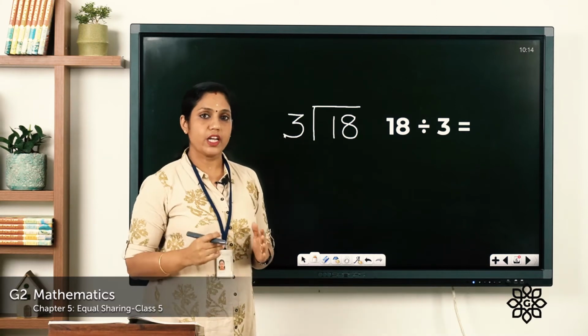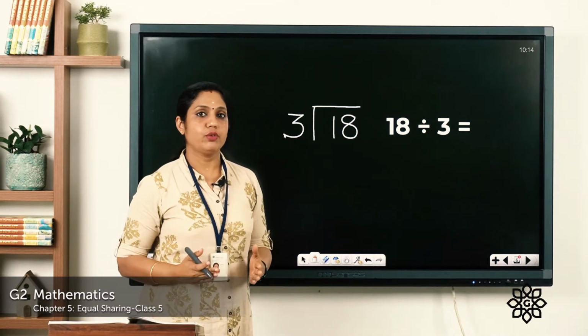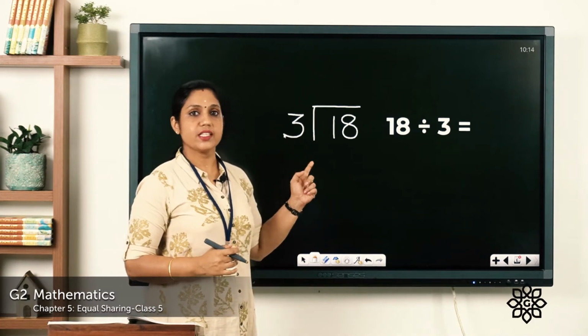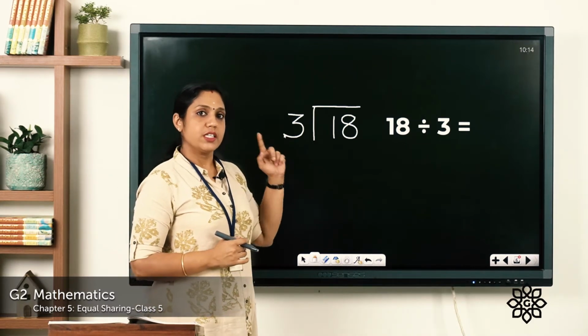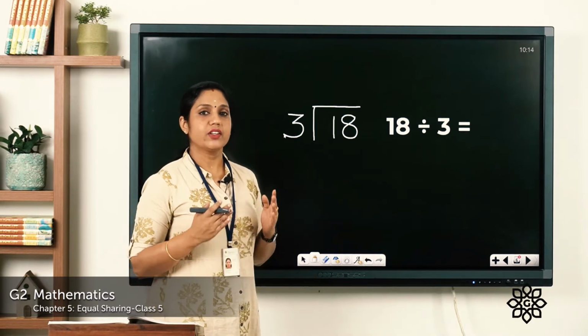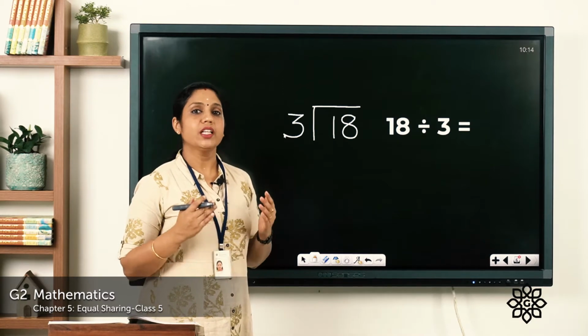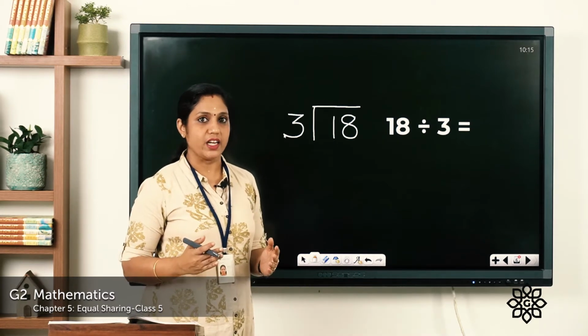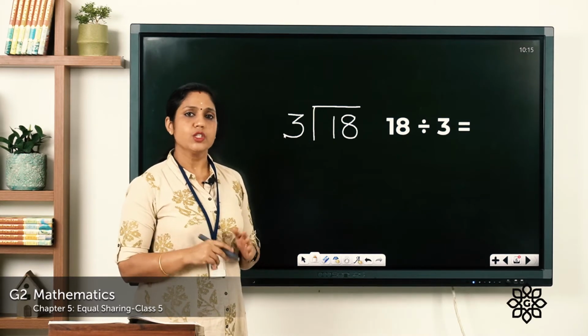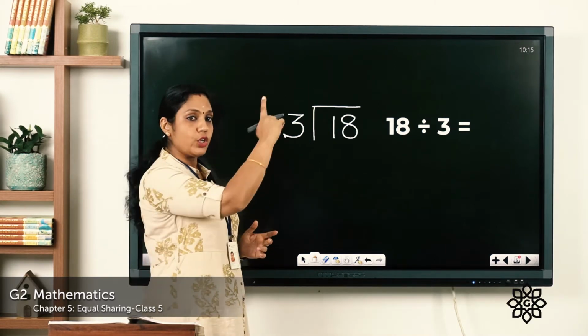Now you have to divide 18 divided by 3. So which multiplication table do you have to check? You have to revise the multiplication table of 3, because here 3 is the divisor. So we'll say the table together. 3 ones are 3, 3 twos are 6, 3 threes are 9, 3 fours are 12, 3 fives are 15, 3 sixes are 18. So we reach the number 18. How many times? It's 6 times. So where should we write that 6? On top of this line.